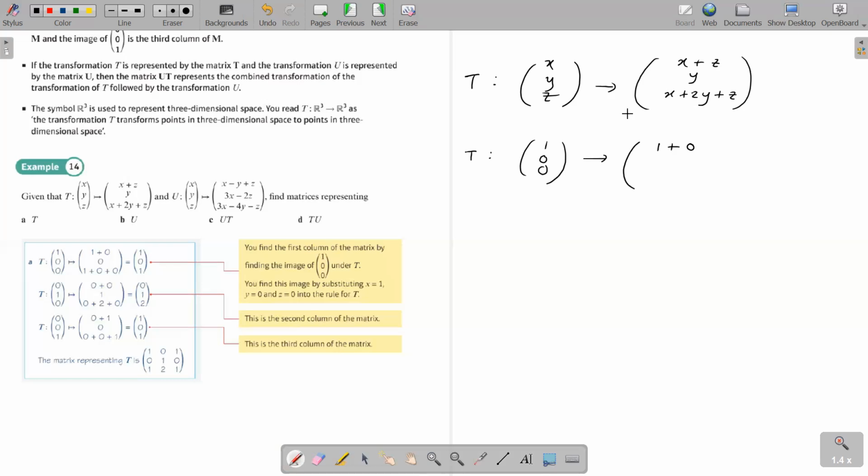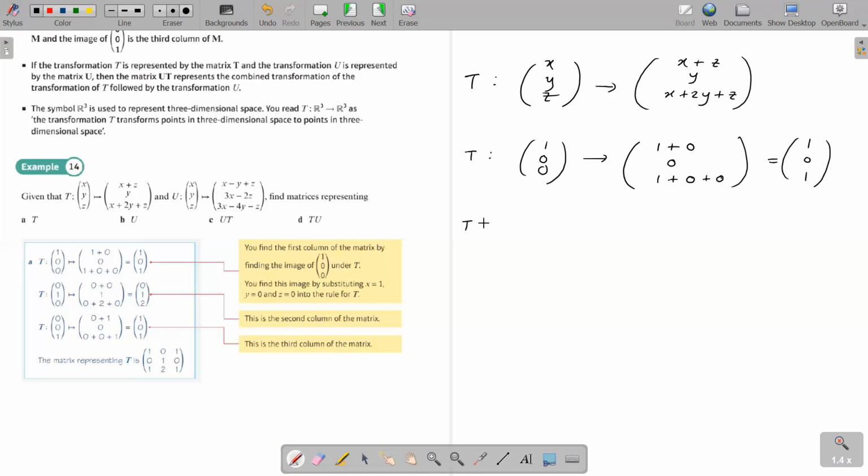The next one, y is 0. The next one, x + 2y + z: x is 1, plus 2y is 0, plus z is 0. What's the answer? 1, 0, 1. So that's the first image coordinate. Under the transformation T, the first image coordinate is 1, 0, 1.